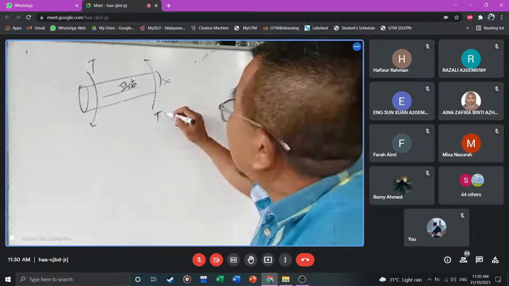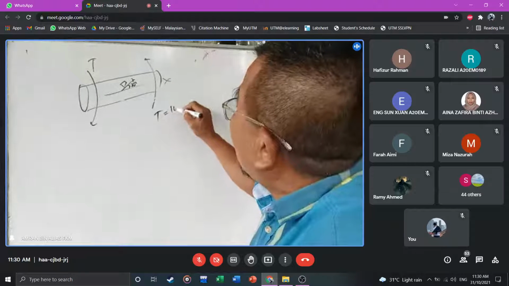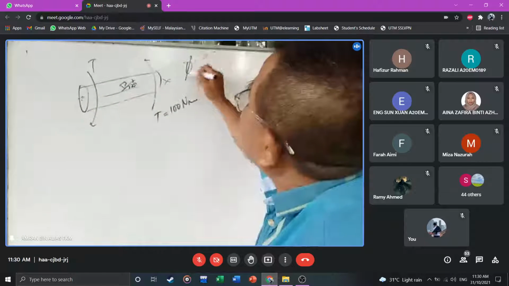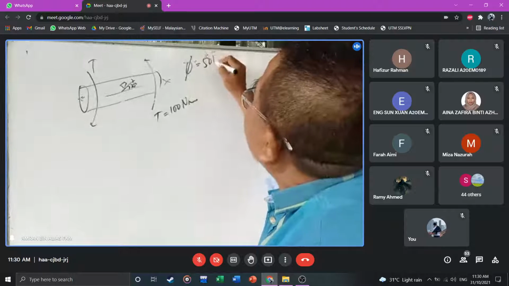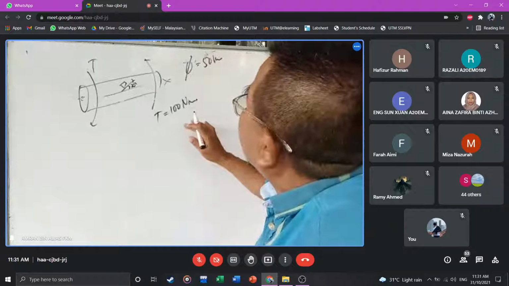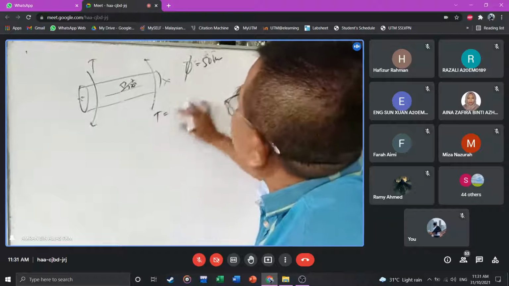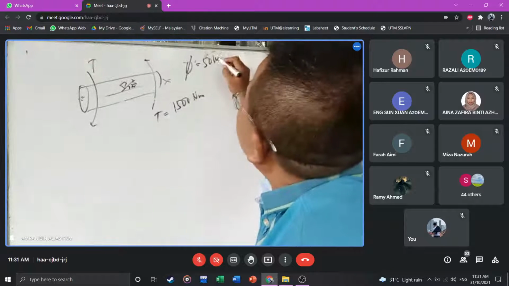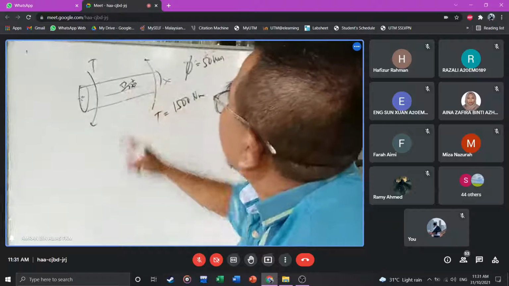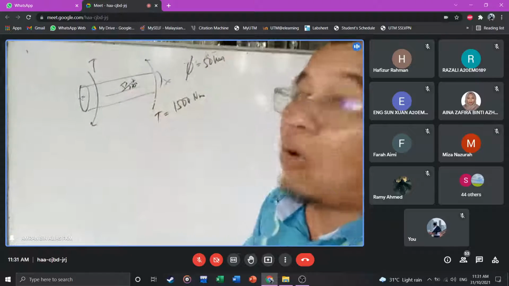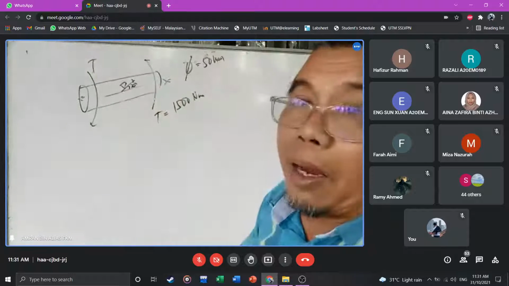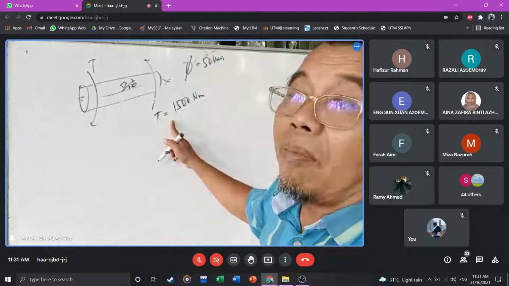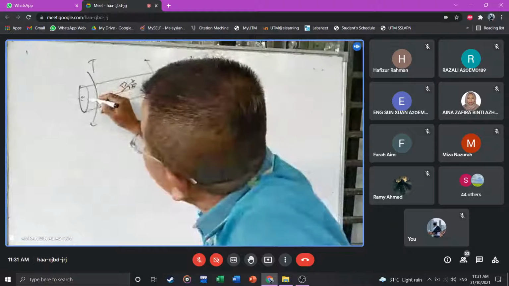So torque is what? 100 Newton meter. This block here, diameter, let's say 50 mm. And then let's say make it bigger here, 1,500 Newton meter, 50 mm diameter. So, how do I decide that one? It makes my head spin. But we have already learned. From the element there, you draw an element there.